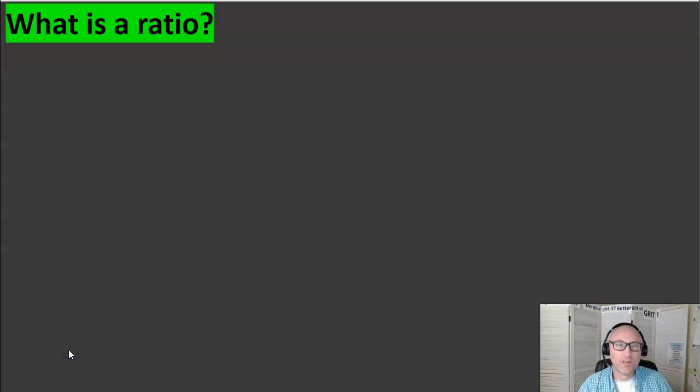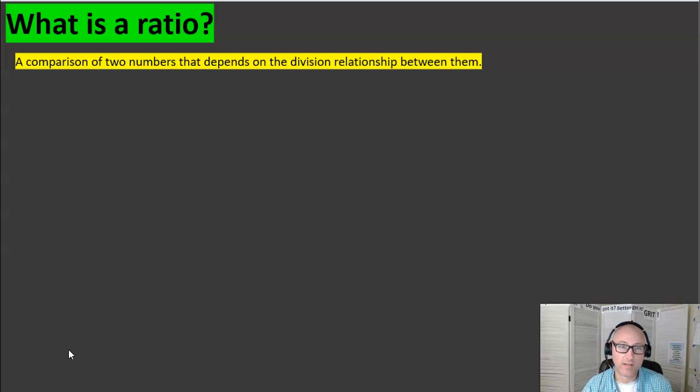ratios. What is a ratio? There are more things in heaven than the stars that are in your mind. Or is it the other way around? That's kind of Shakespeare, check it out. But in the meantime, a ratio is a comparison of two numbers. This might actually be more confusing than what I said a moment ago. A comparison of two numbers that depends on the division relationship between them. And sometimes it's called a multiplication relationship.